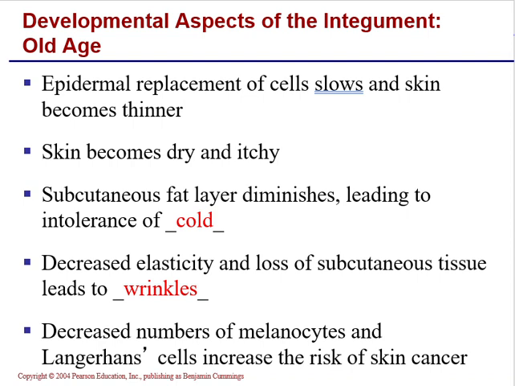We also see a decreased number of melanocytes and Langerhans cells, and both of these cells have a protective function: melanocytes protect us against UV radiation, and protection against pathogens, things that cause disease, is provided by dendritic or Langerhans cells. So this decreased number of melanocytes and Langerhans cells can increase the risk for skin cancer or other conditions.